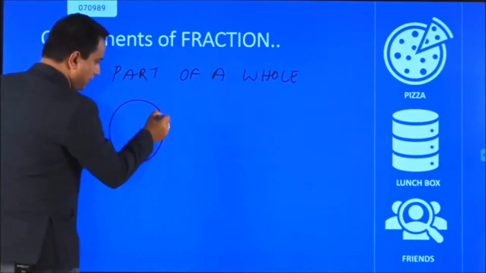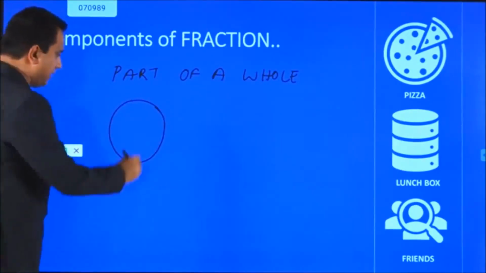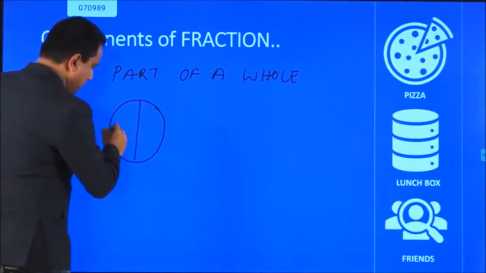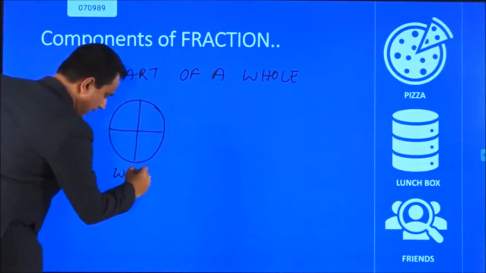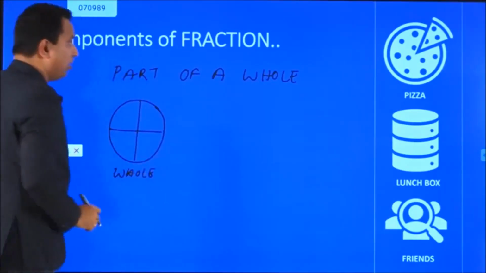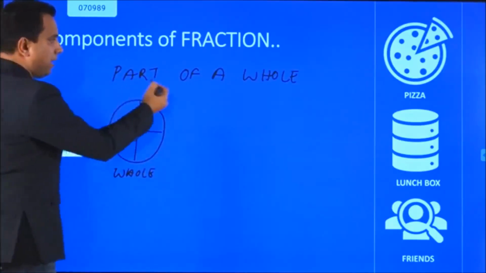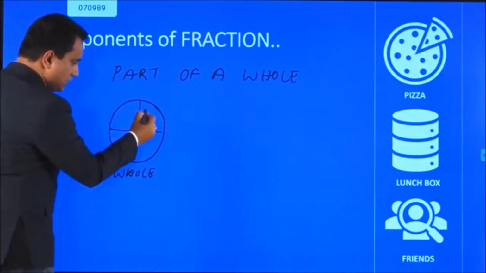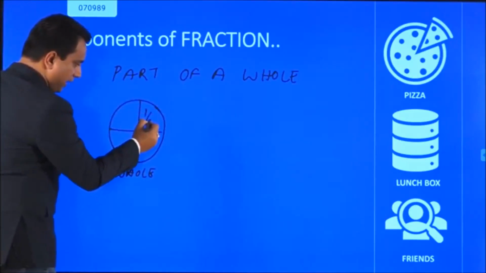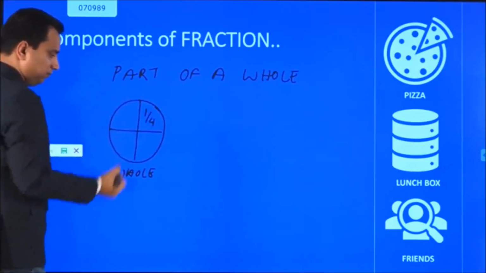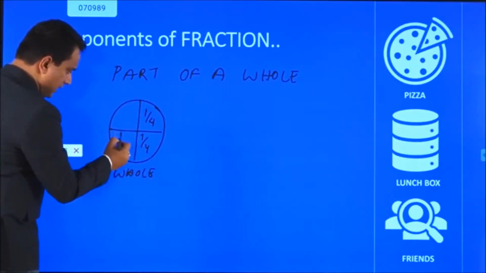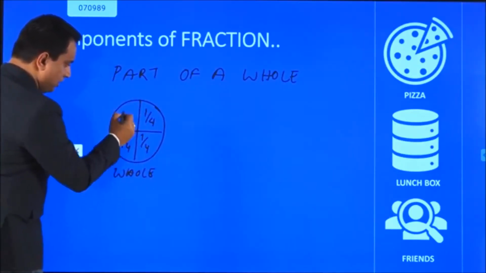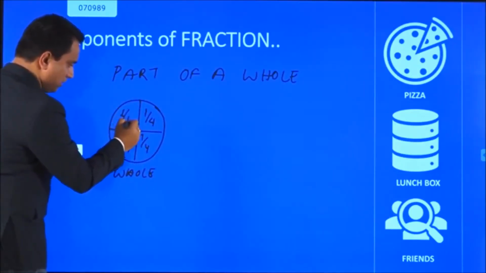This is a big circle. Let's divide the circle into 4 parts. So for us, this is a whole, and as we know, the definition of fraction is a part of a whole. So this is one fraction. This is the first slice, so this is 1 by 4. This is another fraction, 1 by 4. This is another fraction, 1 by 4. This is another part of it, which is 1 by 4.